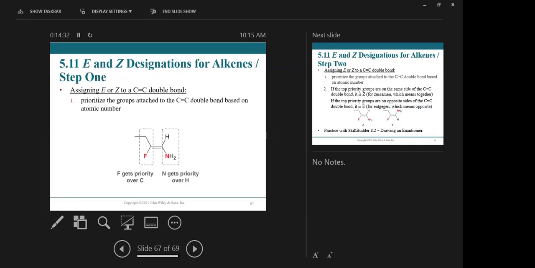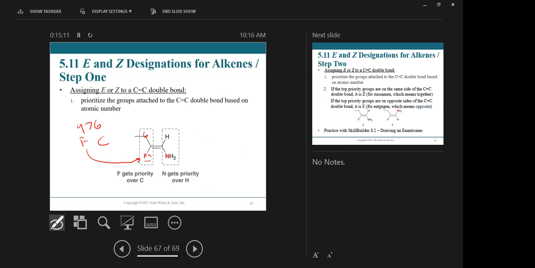So F gets priority over carbon. This is a good time to get out your periodic tables. If you look at your periodic table, I just got mine out, you'll see that fluorine is atomic number 9, versus atomic number 6 for carbon. So 9 is bigger than 6. That's why you pick fluorine. Here's fluorine, here's carbon, we're going to pick fluorine.